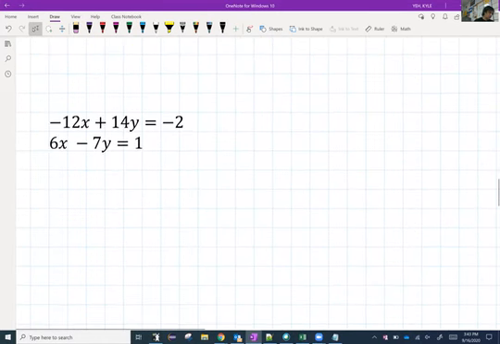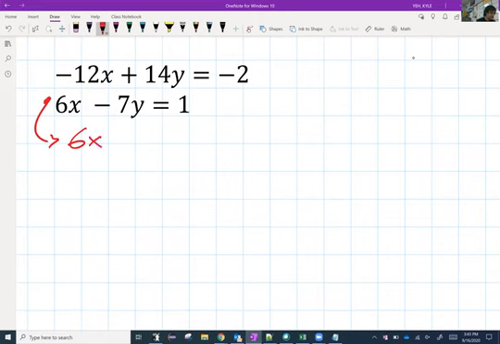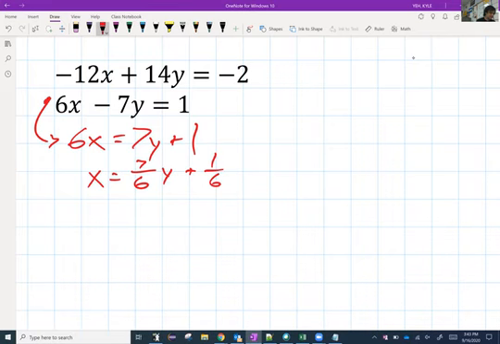So one more problem, and some of you might know where this is headed, but let's say, again, there's not really a great one to get by itself. Let's say I get x alone. So I'm going to say 6x is equal to 7y plus 1, and x is equal to 7/6 y plus 1/6, because I divided by 6 everywhere.